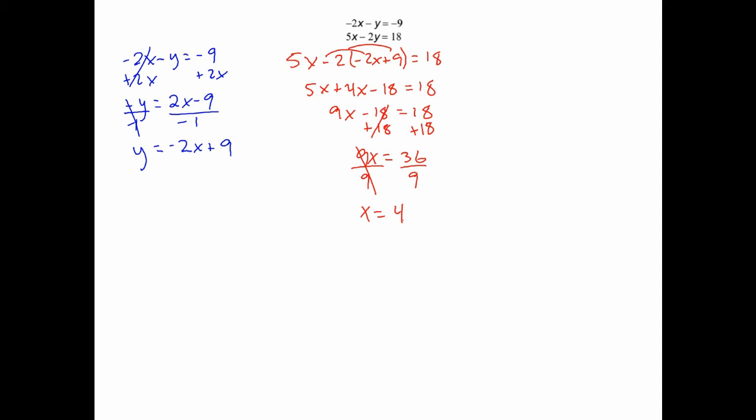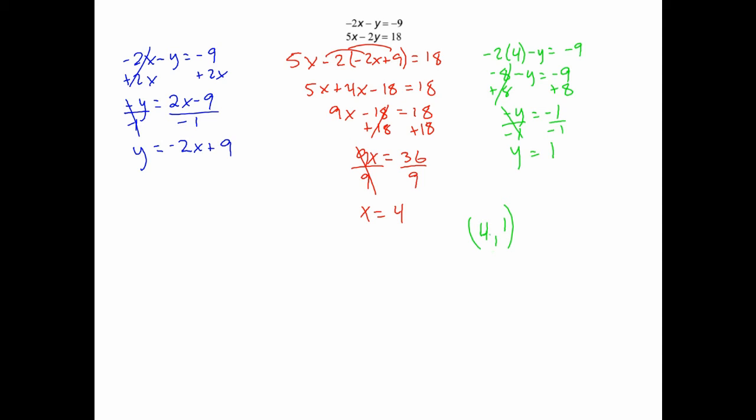So now we know x. Go ahead, plug it in to either of them. So negative 2 times 4 minus y equals negative 9. So I get negative 8 minus y equals negative 9. So add 8 and add 8. So we get negative y equals negative 1. Divide by negative 1. Anything divided by itself is 1. So we know that our answer is going to be 4, 1.